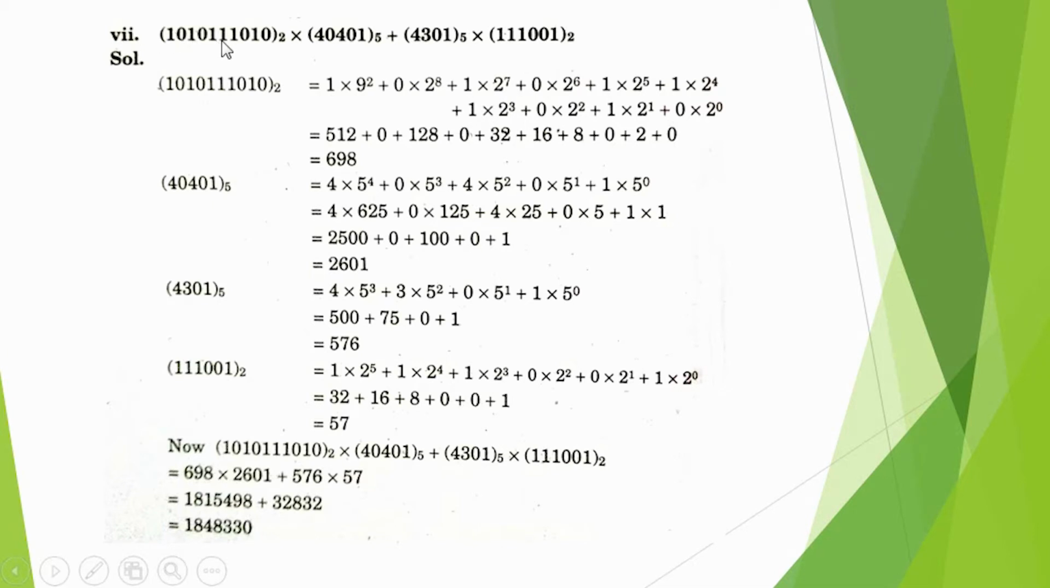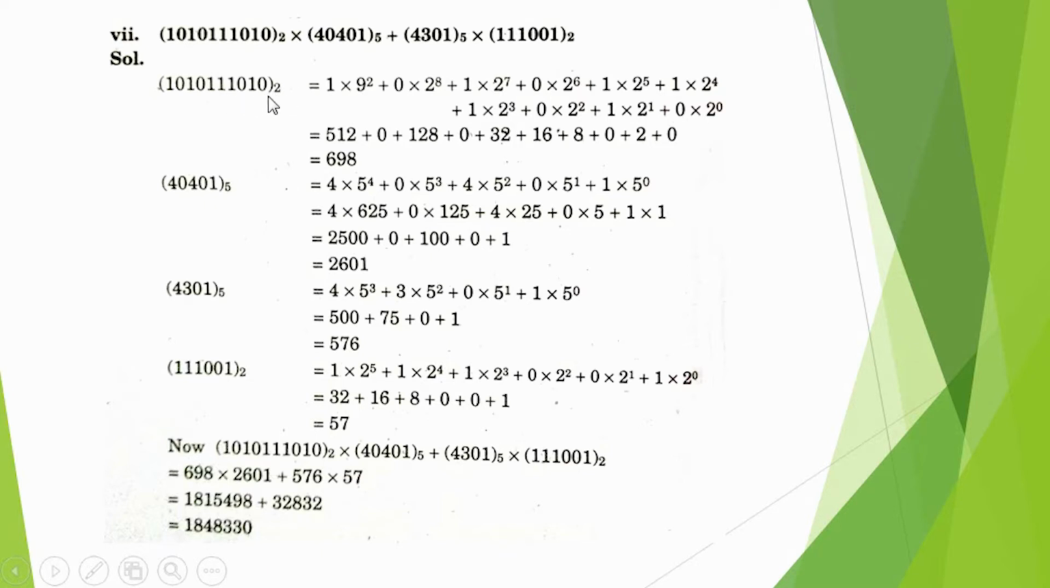Now question number 7: 1 0 1 0 1 1 1 0 1 base 2 multiply 4 0 4 0 1 base 5 plus 4 3 0 1 base 5 multiply 1 1 1 0 0 1 base 2. Now we convert these values in the decimal number.